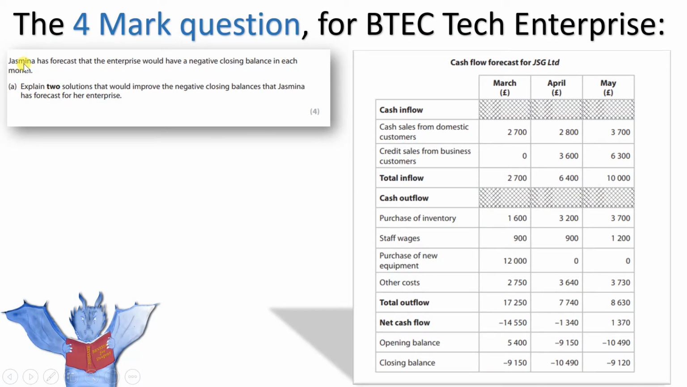Here's the 4-mark question for you. Jasmina has forecast that the enterprise would have a negative closing balance in each month. Explain 2 solutions that would improve the negative closing balances that Jasmina has forecast for her enterprise.